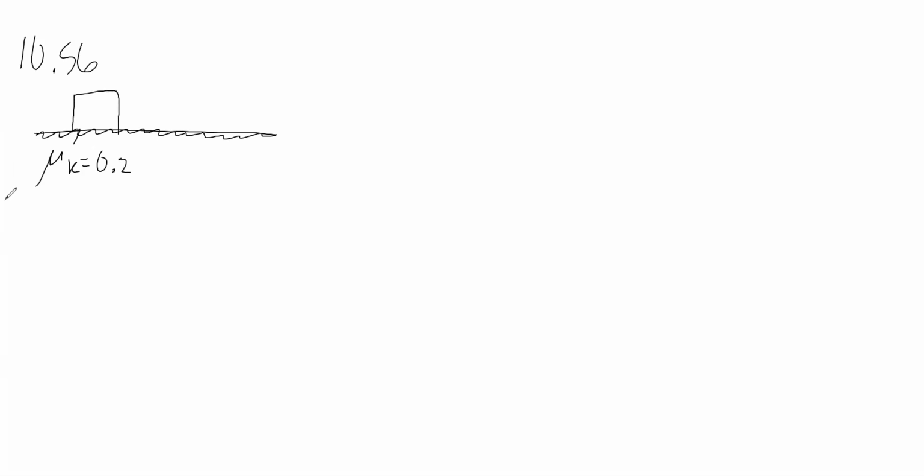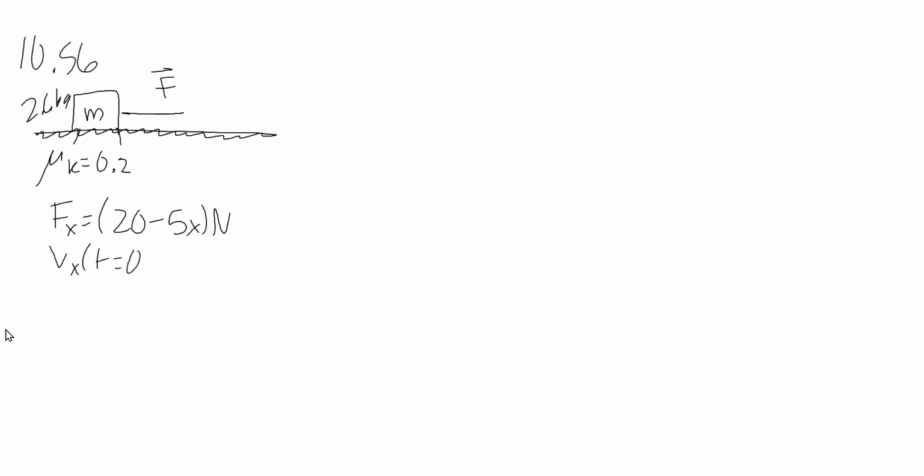And it's pulled with a rope, and the block has mass M, again in the textbook 2.6 kilograms, pulled with a force of a certain magnitude, and we're given that magnitude: F sub x equals 20 minus 5x newtons. We know the coefficient, and so we want to find the change in speed. It starts off at rest, so v sub x at t equals 0 is 0, so that's good. And we want to find the final speed.